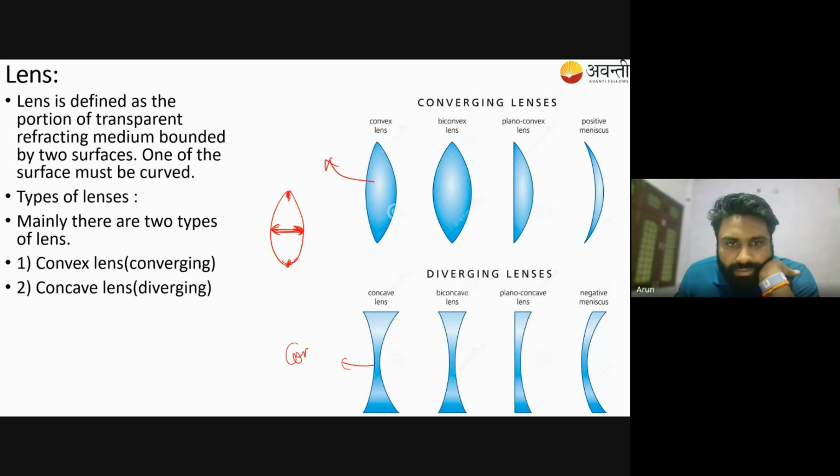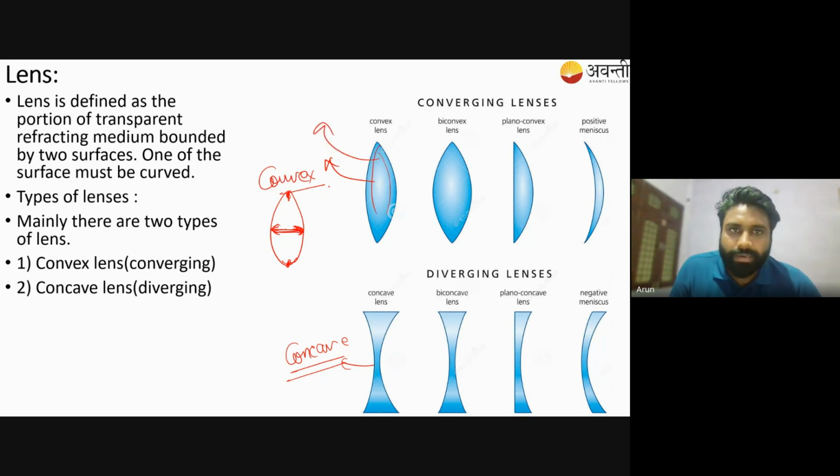This is concave. This is convex. Although, convex lenses also have their types. One type of convex lens is also termed as the double convex lens, or biconvex lens, in which the radius of this curve R1 equals the radius of this curve, R1 equals R2.